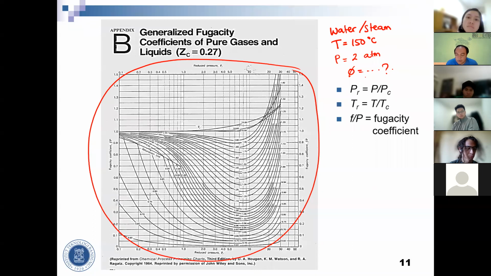What do we need to find out at first? Is it the critical thing, sir? The critical condition, critical pressure and critical temperature of water. You can find it on the internet, or you can find it in the thermodynamics book.